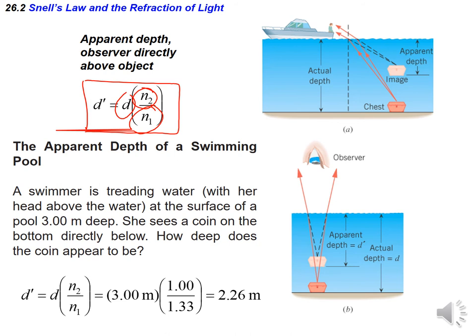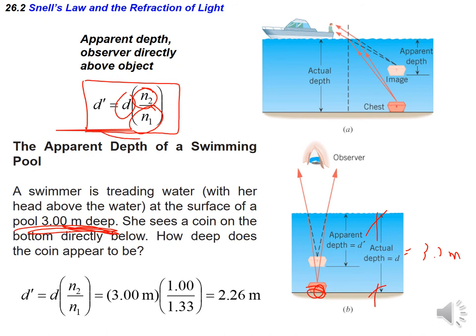In this problem, a swimmer treading water with her head above the water at the surface of a pool is 3 meters deep. So that's the vertical distance. She sees a coin on the bottom directly below. Assuming this is the coin, this is the actual depth, which is equal to 3 meters. How deep does the coin appear to be? So how far is the coin from the perspective of the person looking at the surface of the water?